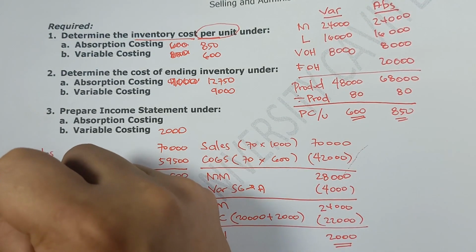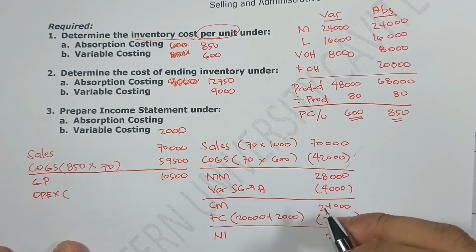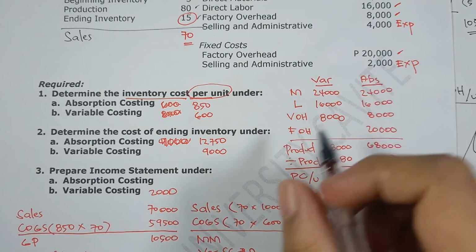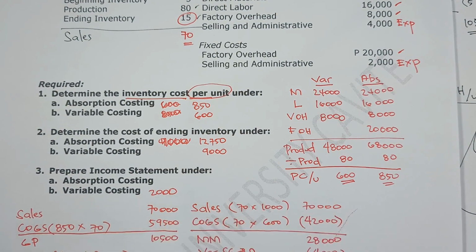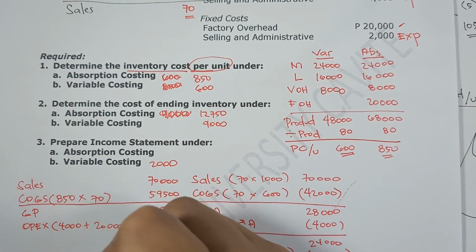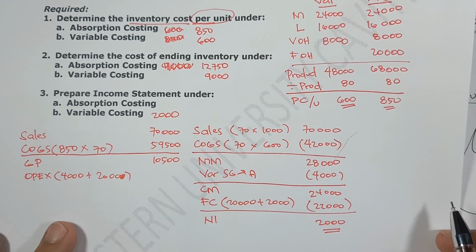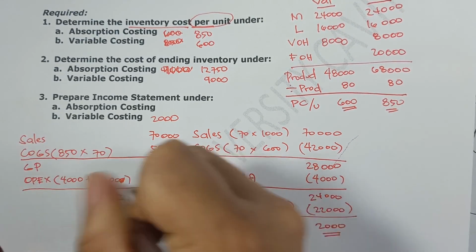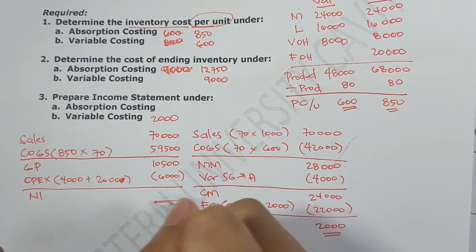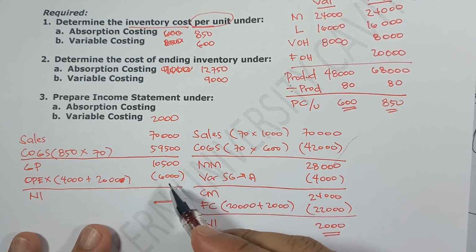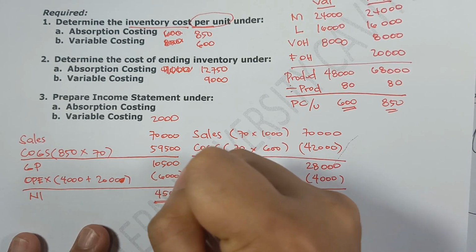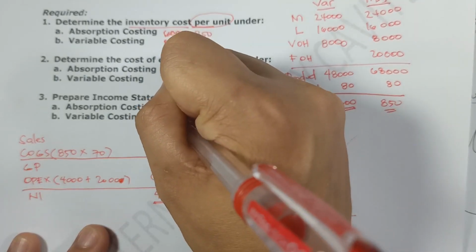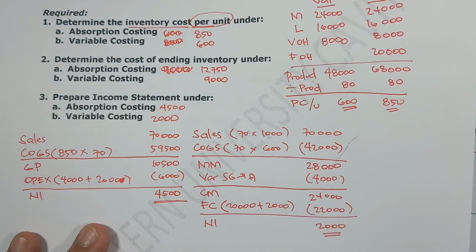Then minus operating expenses, which is selling and admin. Variable selling and admin is equal to 4,000, while fixed is equal to 2,000. So 4,000 plus 2,000 is equal to 6,000 pesos. Therefore, under absorption costing, our net income is 10,500 minus 6,000, or 4,500. So requirement number 3, letter A, 4,500 will be our final answer.